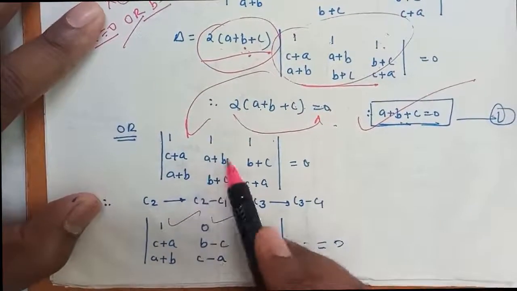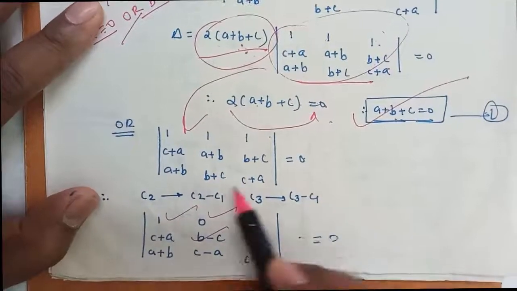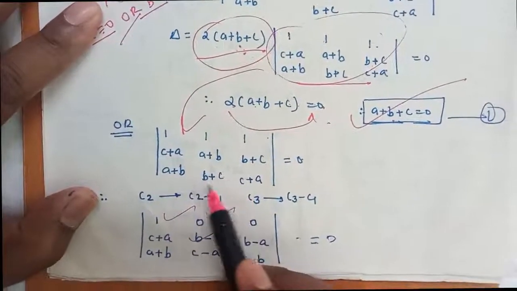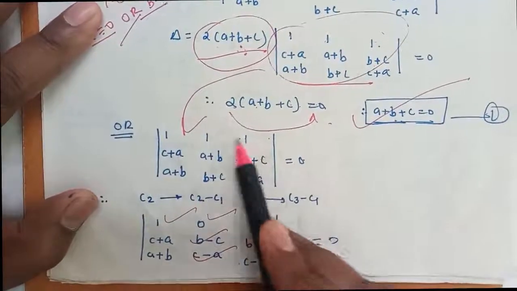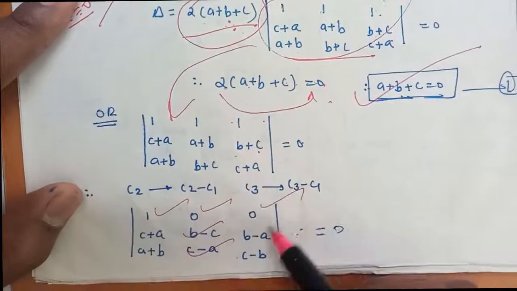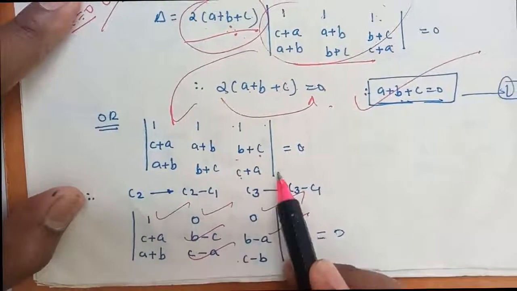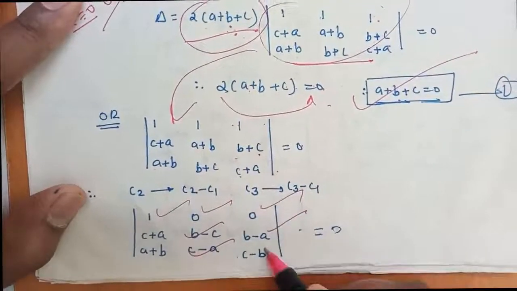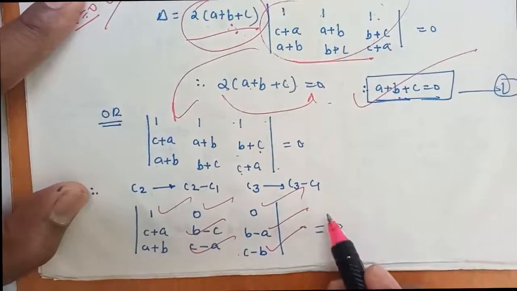a plus b minus c minus a, a will get cancelled, b minus c will come. b plus c minus a minus b, so b will cancel, c minus a will come. 1 minus 1, 0 here. b plus c minus c minus a will be b minus a. c plus a minus b, a will get cancelled. It will be c minus b. So I got a simple determinant.